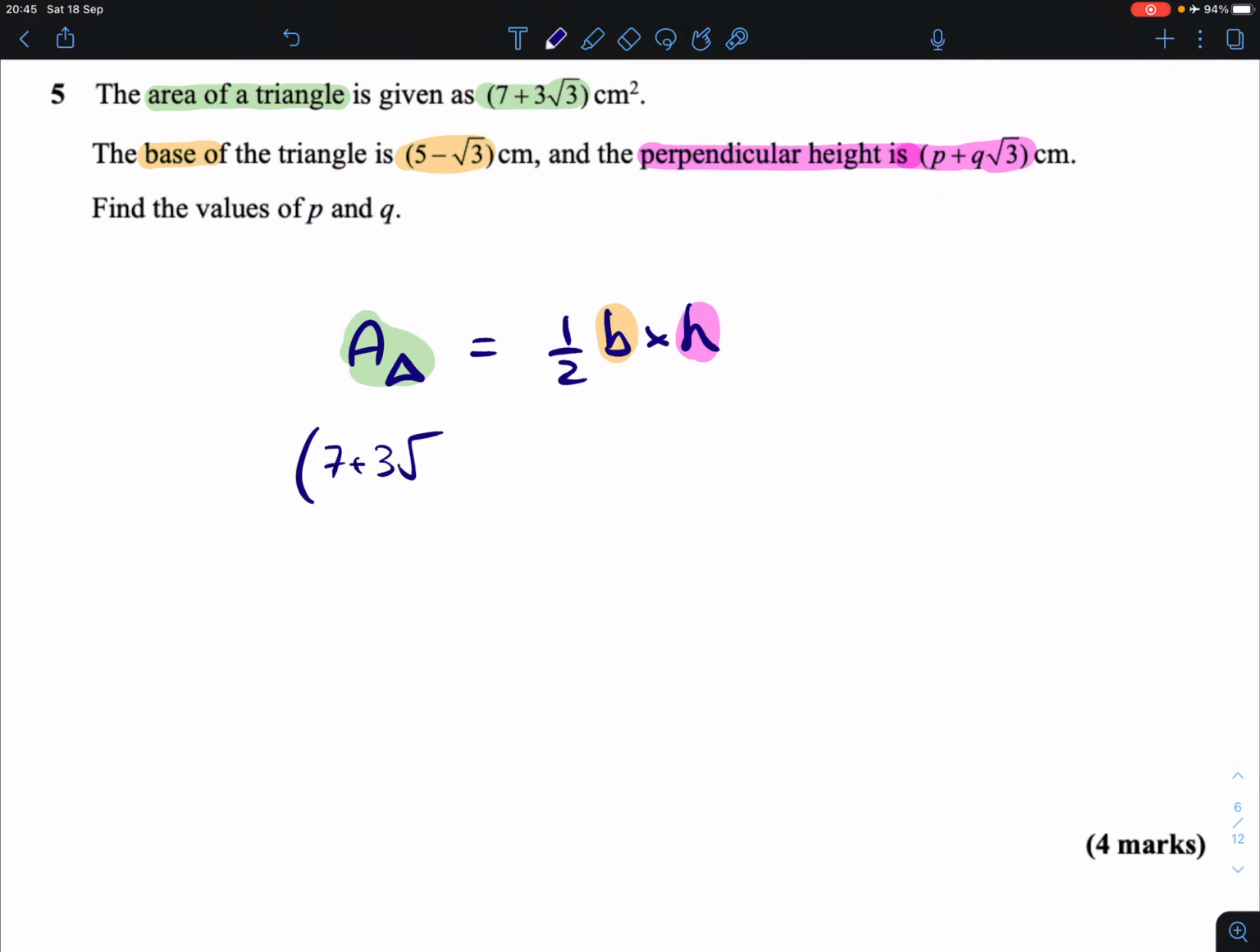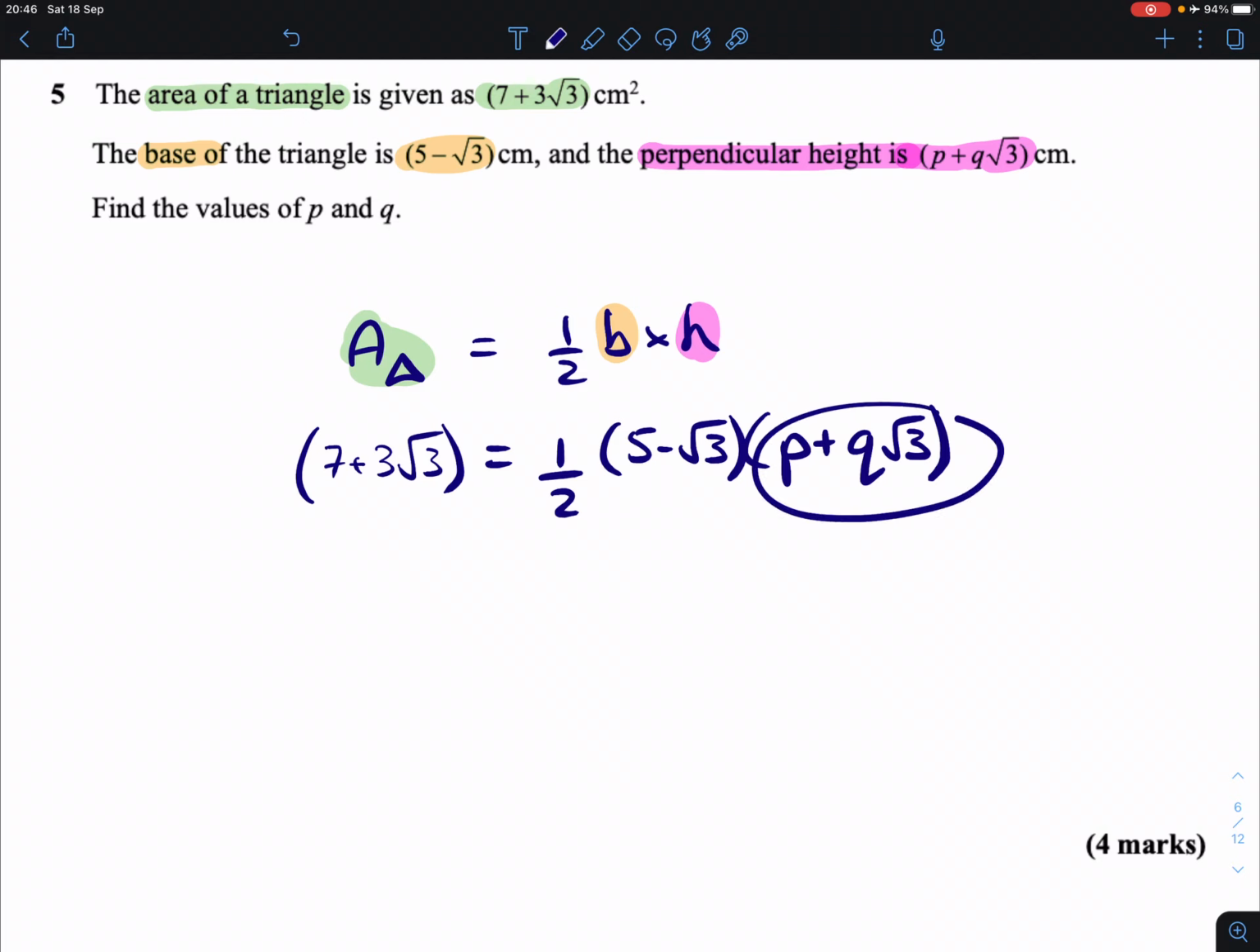7 plus 3 root 3, which I don't really need the brackets there, but why not? Half times the base, which is 5 minus root 3. All of that is then going to get multiplied by the height, which is p plus q root 3. And that is us having subbed everything into the formula for the area of a triangle.